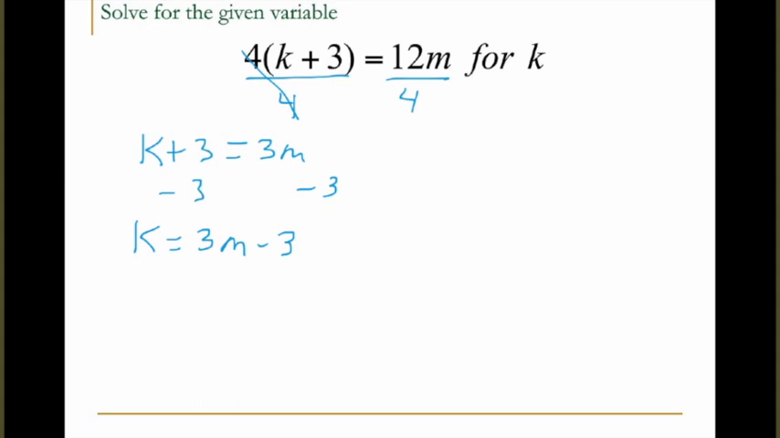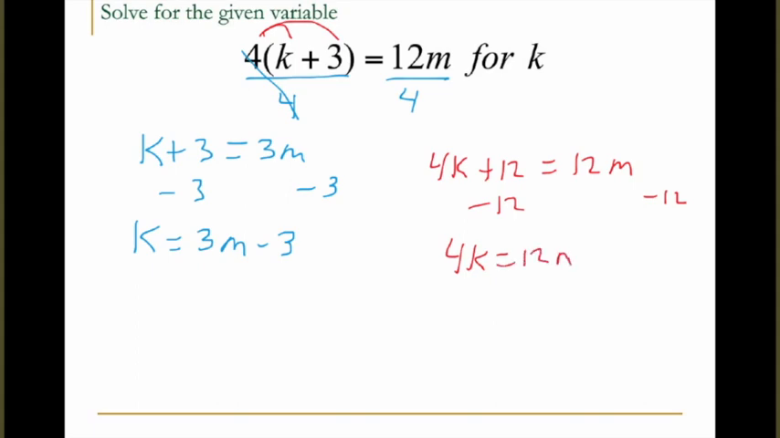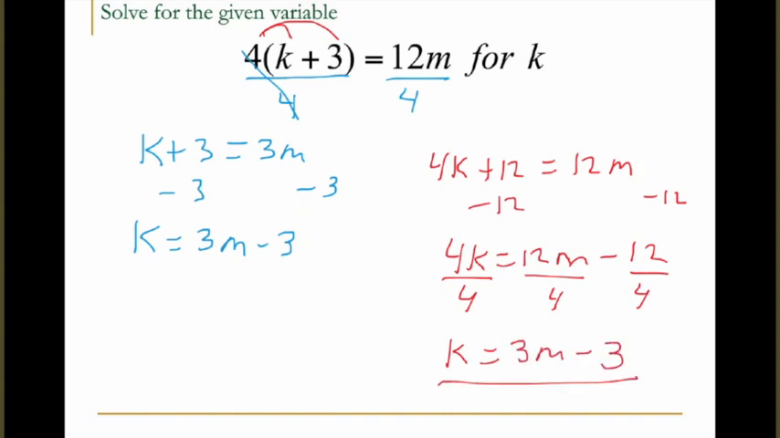I want to change my ink. If you were doing the other way and distributed it, you would distribute the 4 and you get 4k plus 12 equals 12m. We're going to subtract 12 and you get 4k equals 12m minus 12. Then you're going to divide everything by 4, and you get k equals 3m minus 3. We get the same answer no matter which way you do it.